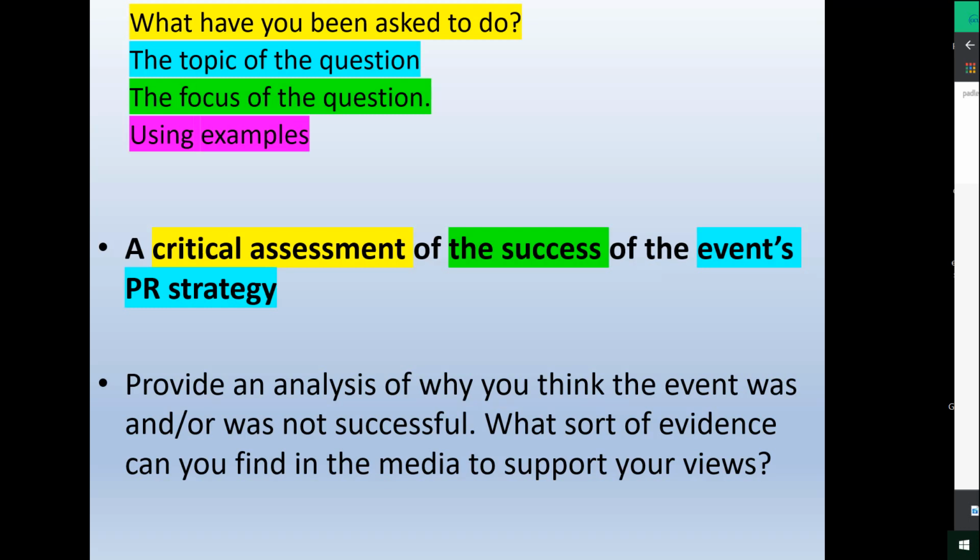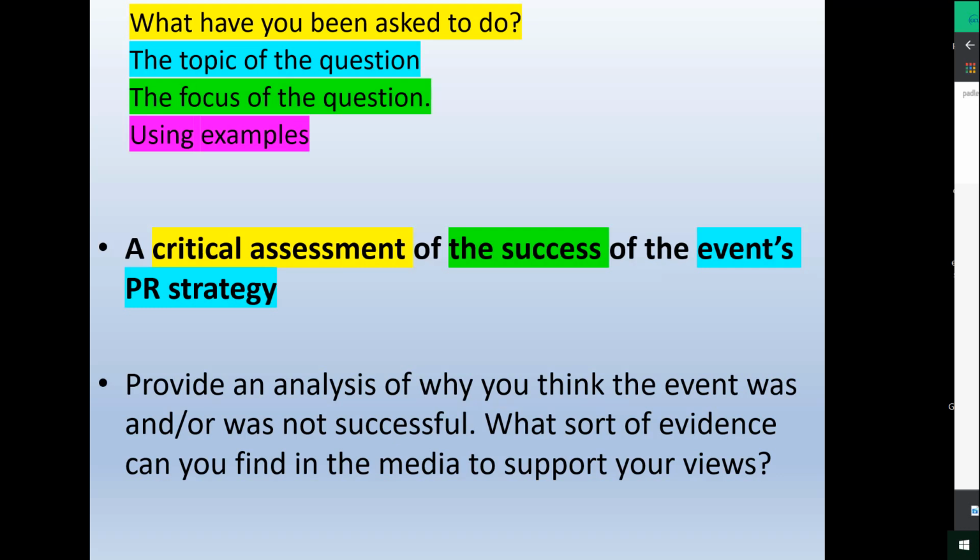So at this point, I want to go on and actually discuss one of the questions you've been given, and using the system we've used before, break down that question. So here we have, the question is a critical assessment of the success of the event's PR strategy. This is from the Introduction to Public Relations module, and part of that is an essay or an assessment of, funnily enough, a PR company's event strategy.